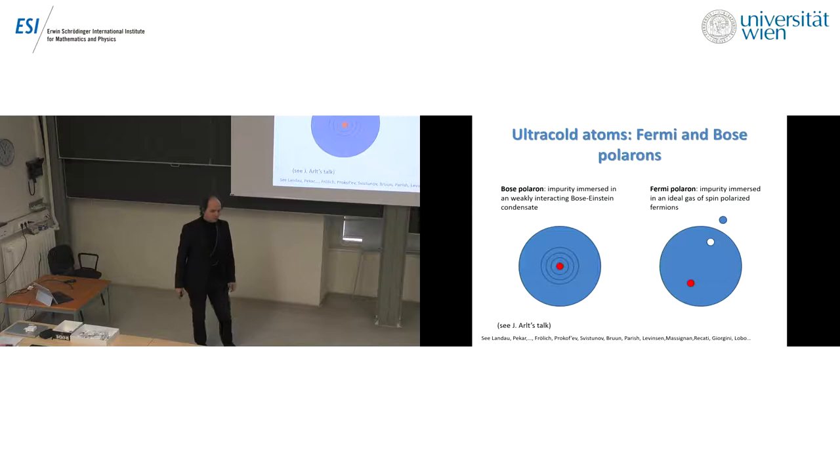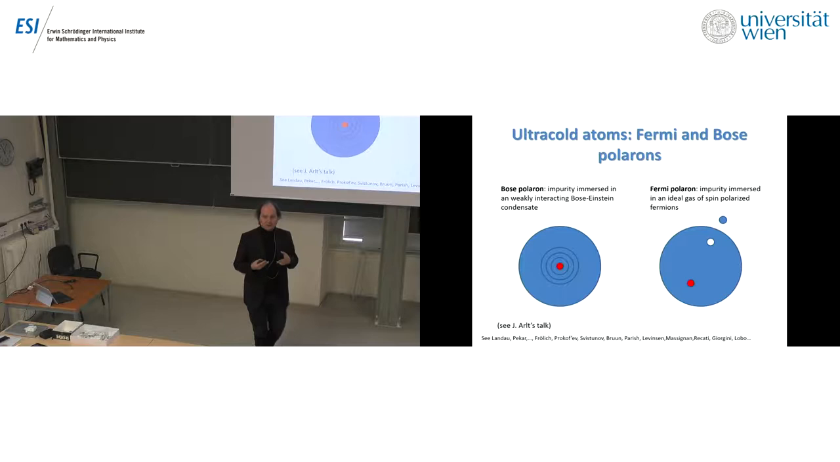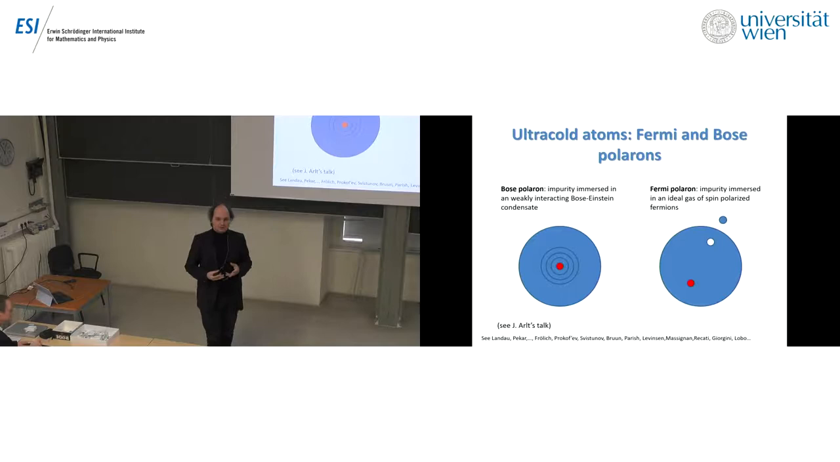And now I would like to discuss an extension of this problem where we consider a Fermi cloud with two spin components, spin up and spin down. In this case, the Pauli principle will not prevent interactions any more, and we can achieve a cloud of fermions which is strongly interacting. And so this is what I would like to discuss today. This is the interaction of a polaron with a very strongly correlated medium.